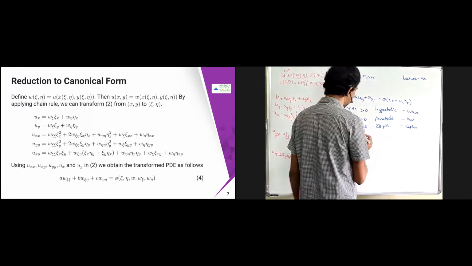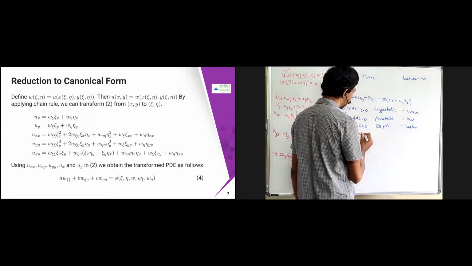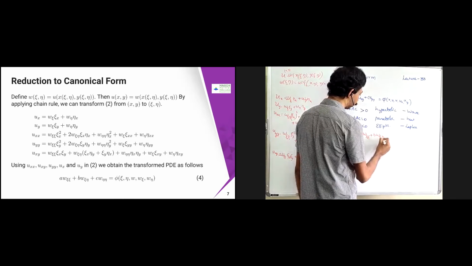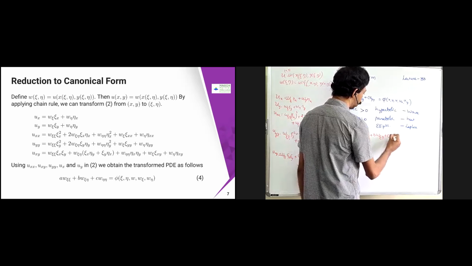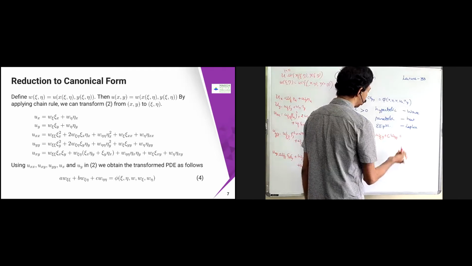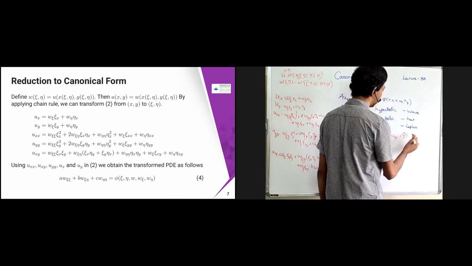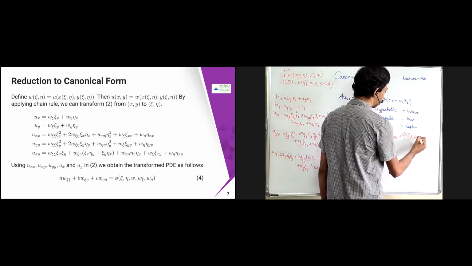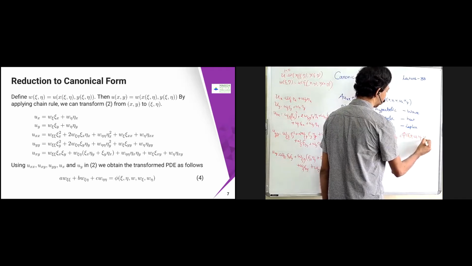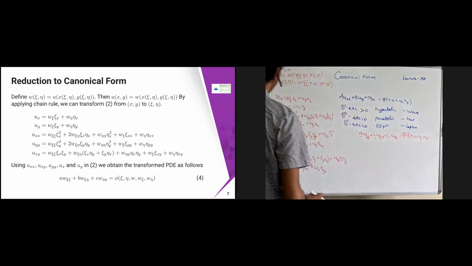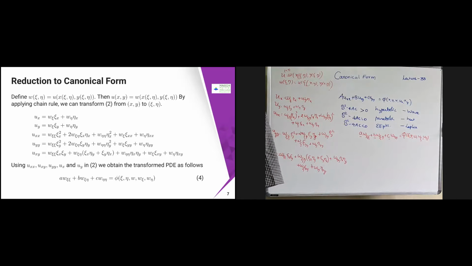So once I transform them, what I am going to get is a into w chi plus b into w chi eta plus c into w eta equal to some phi of, not x here, it is going to be chi eta, w chi, w eta. Now we need to find what is this a, b, c. So I need to collect what are the terms corresponding to that.